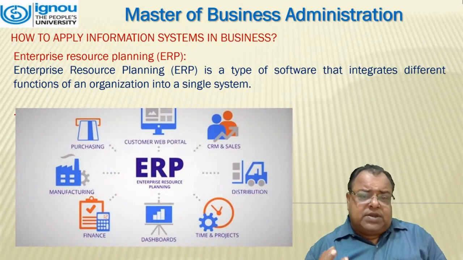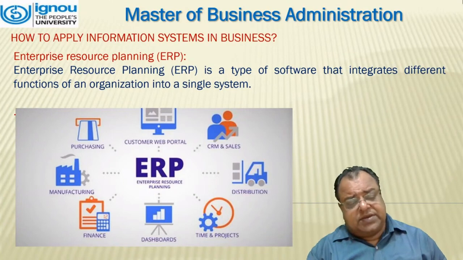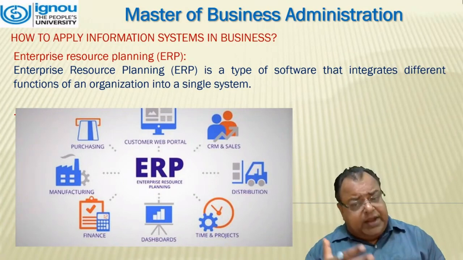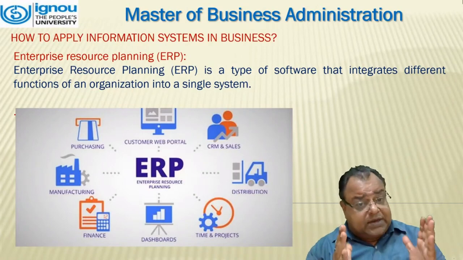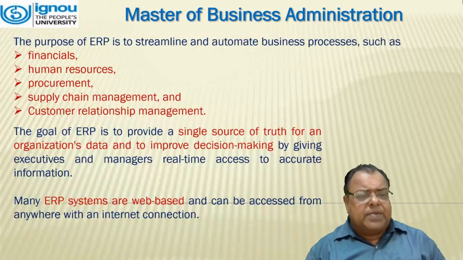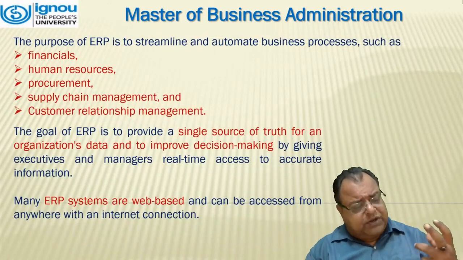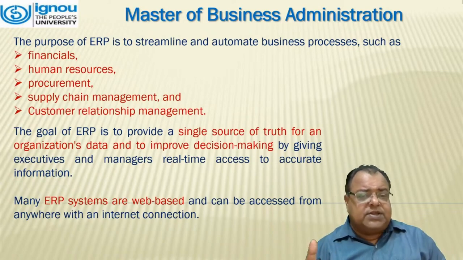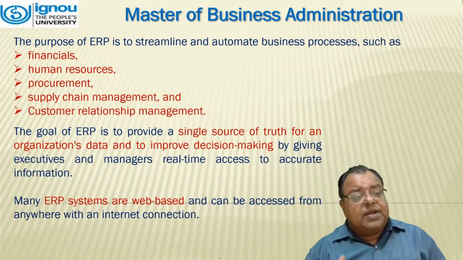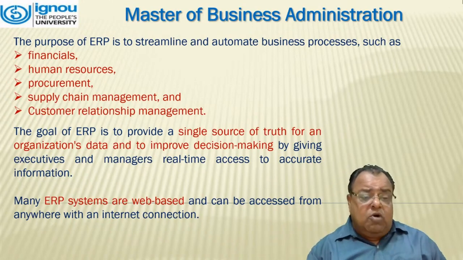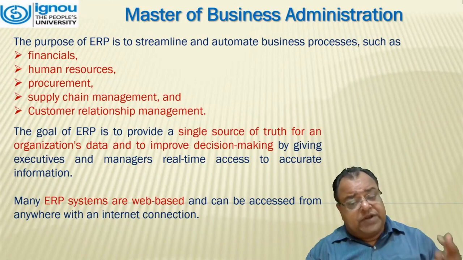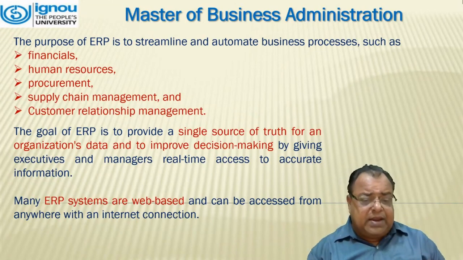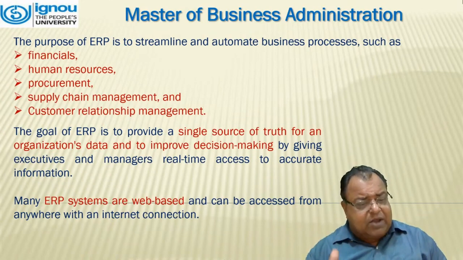How to apply information system in businesses? Enterprise resource planning, what we call ERP. It is a type of software that integrates different functions of an organization in a single system. What is the purpose of ERP? The purpose of ERP is to streamline and automate business processes such as finances, human resources, procurement, supply chain management, and customer relationship management. The goal of ERP is to provide a single source of truth for an organization's data and to improve decision making by giving executives and managers real-time access to accurate information.